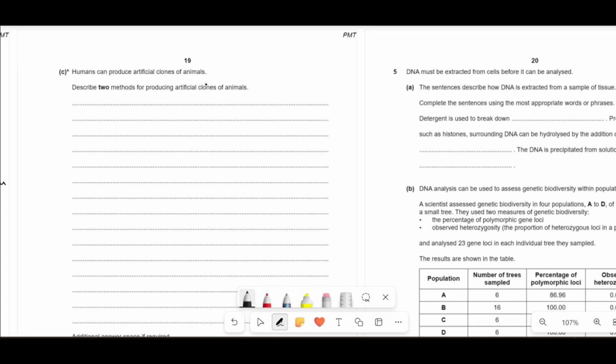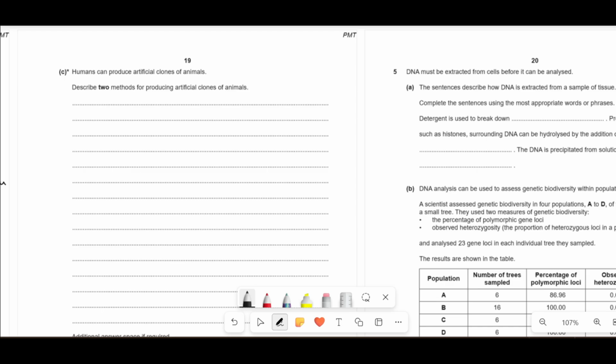So it says humans can produce artificial clones of animals. Describe 2 methods for doing this. So the 2 methods that we can do is something called somatic cell nuclear transfer, which is where you basically take out a nucleus from a somatic cell, you then stick it into an egg, you do something called electrofusion, and then you put it in a surrogate and let it grow. Or you can also do something called artificial twinning as well.